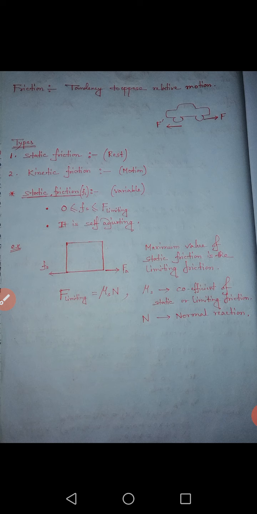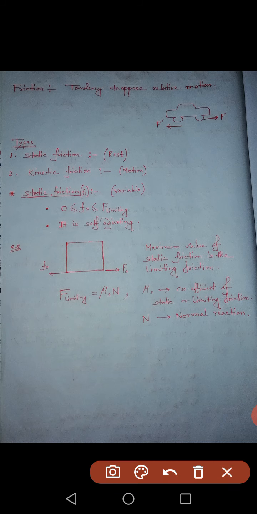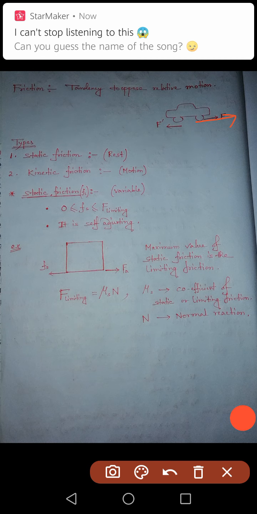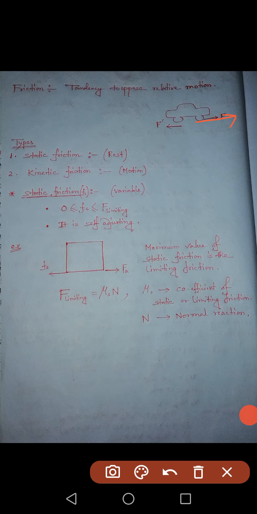That is the friction. Suppose there is a car moving this side with the force F, that is the applied force, and at the same time the wheels of the car will face some frictional force from the surface of the road, and that frictional force will be in the opposite direction. Depending upon whether the object is in motion or at rest, friction is basically of two types: one is static friction, one is kinetic friction.